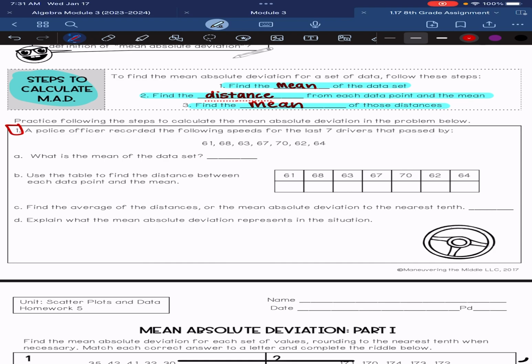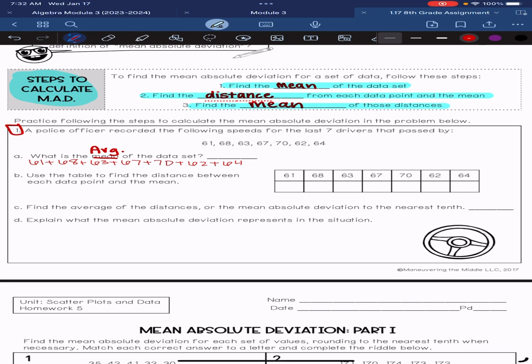Now we have to remember, what does that mean? Whenever they say the word mean, really they're looking for the average. And if you recall, the way we do that is we add up all of these numbers here and divide by how many numbers there are. So we need to add up 61 plus 68 plus 63 plus 67 plus 70 plus 62 plus 64.